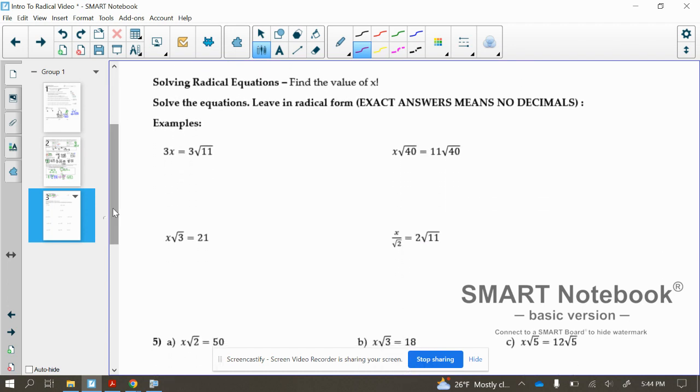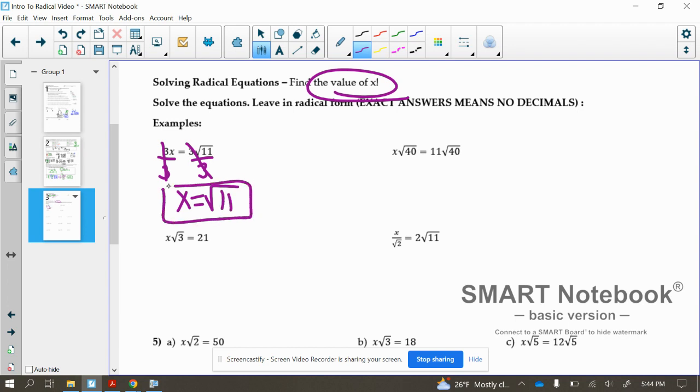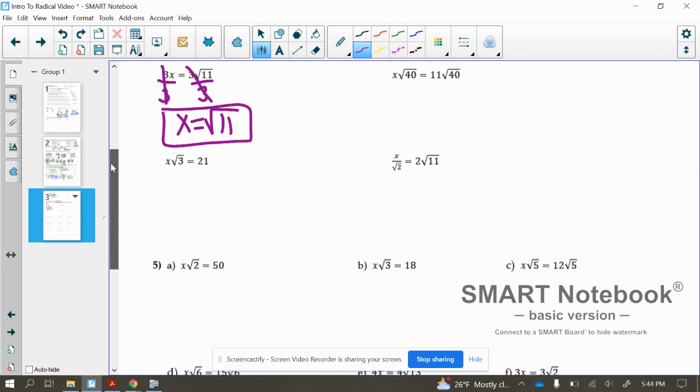All right, now putting this all together, we also want to be able to solve some of these equations, aka get x by itself, right? Find the value of x. So on this first example, you're solving, I want to get x by itself, so I'm going to divide both sides by 3. Well, what we're going to notice is that when we do that, there's a 3 that cancels out on both sides, and we end up with just getting x equals the square root of 11. Okay? Now, sometimes we're not going to be so lucky.